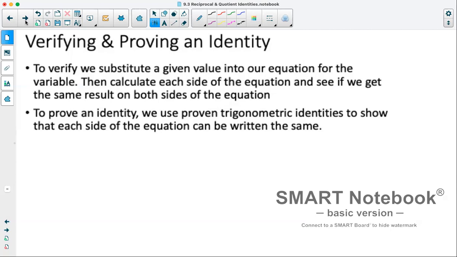Now, just because you can verify something doesn't mean that you can prove it. If you verify something, it just means that one side of the equation equals the other side at that exact value of your variable. So it could just mean that you have the function on one side of the equation intersecting the function on the other side at that exact value.